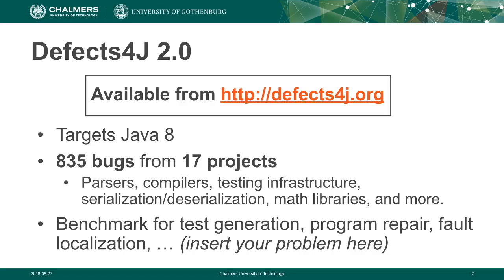These 835 bugs span more than a decade of development history, and the 17 projects span a wide range of domains, including compilers, parsers, testing infrastructure, and a variety of libraries. Defects4J has been used to evaluate automated test generation, automated program repair, and fault localization research. And past contributions to the challenge track at this conference have expanded the dataset, adding Mockito and JSON. The inclusion of Defects4J in the challenge track can serve as a benchmark for software engineering research, as well as a catalyst for new innovations.